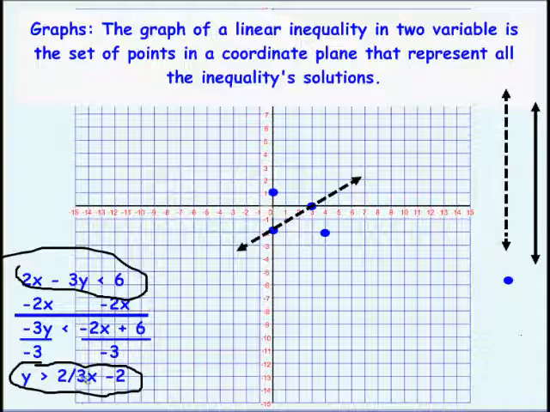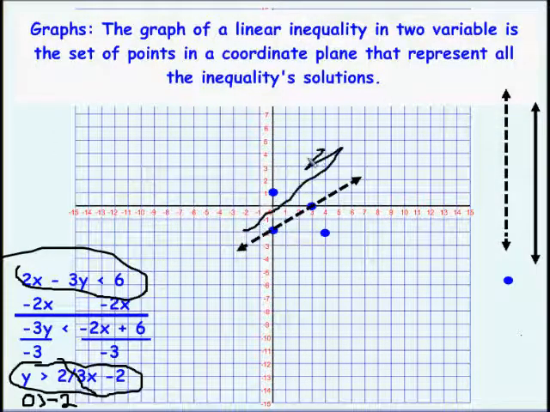Now 0, 0 is nice because when I do 2/3 times 0, it knocks that term out. So now I just have -2 on this side. If I replace y with 0 as well, because I'm testing the point 0, 0, I can now say, is 0 greater than -2? 0 is greater than -2, so the point 0, 0 will be in the solution set.